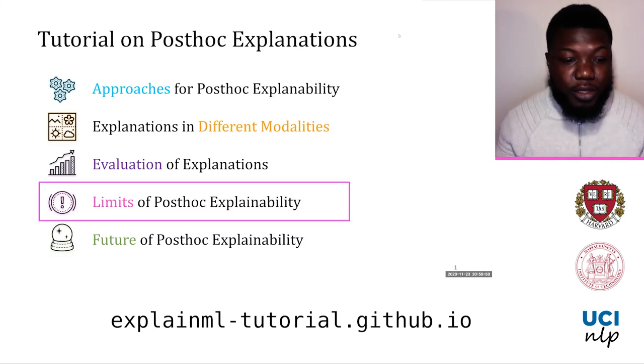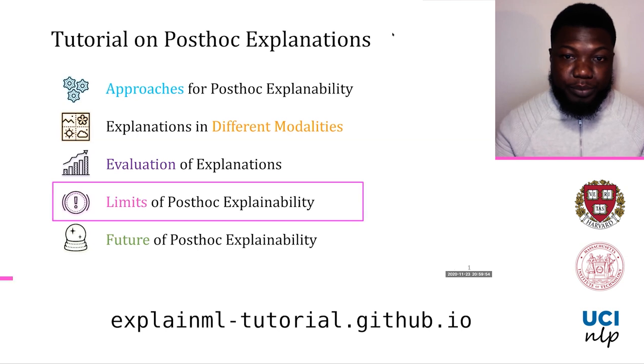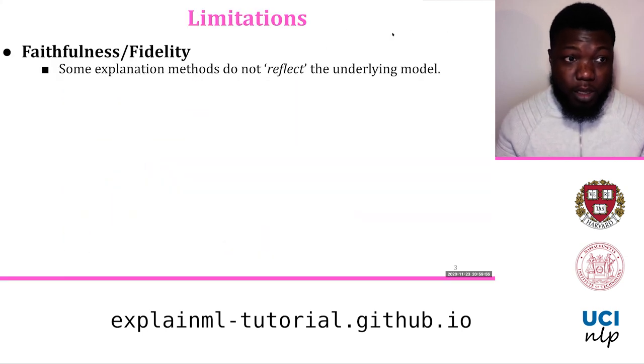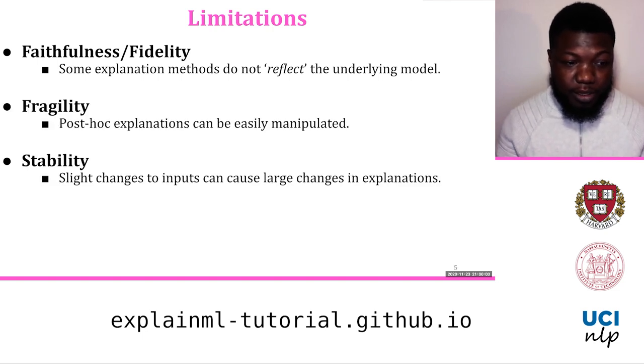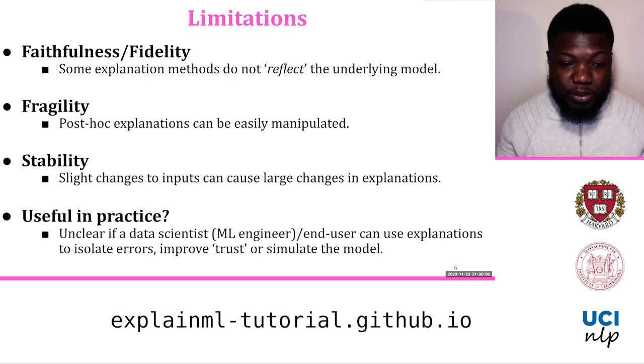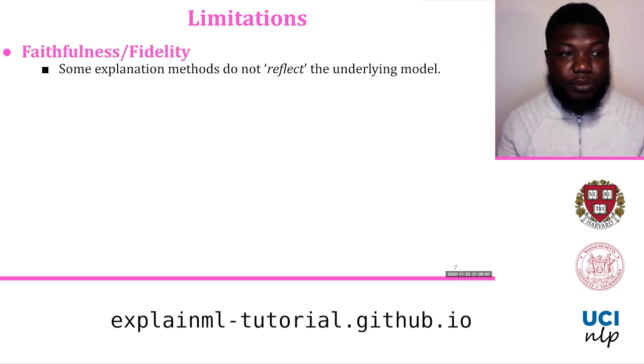So we'll now discuss limits of post-hoc explainability. We'll start with a discussion on faithfulness/fidelity, fragility, stability, and whether explanations are actually useful in practice. So let's start with faithfulness.